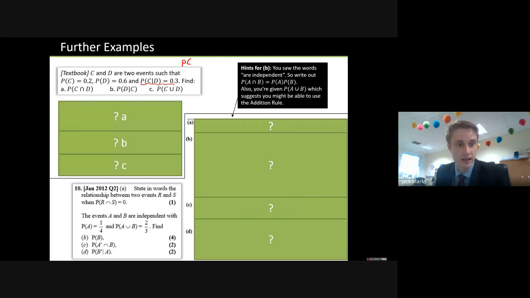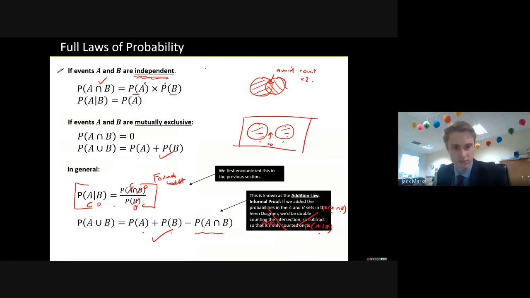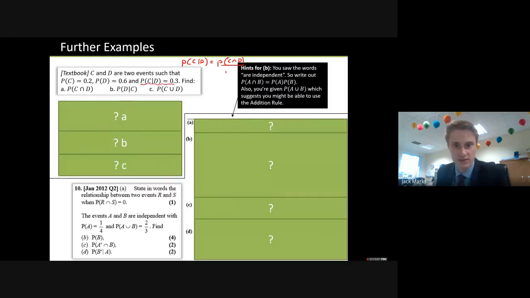Probability of C given D we said was equal to probability of the intersection C and D over the probability of D. Let's just go back because we can just use this one here, there's no need to get confused. You can go back to the tree diagram, but it's not really necessary. Can we find C intersection D? Well, we know this one, we know this one, so we can multiply those together, can't we?